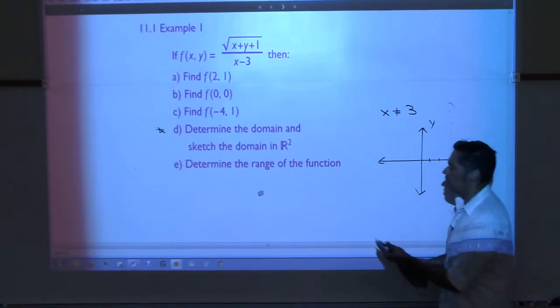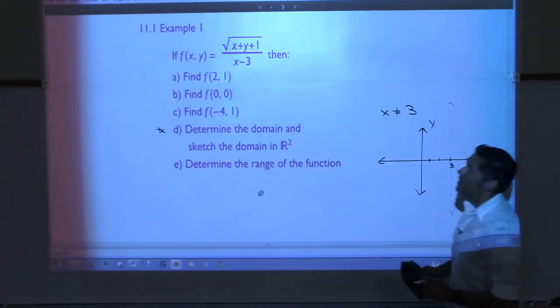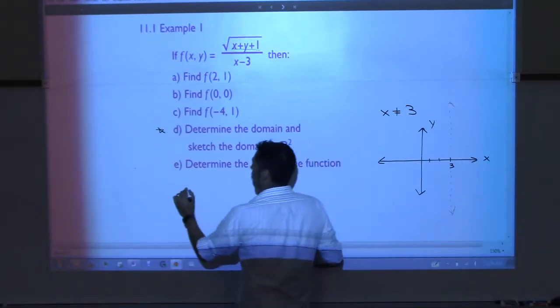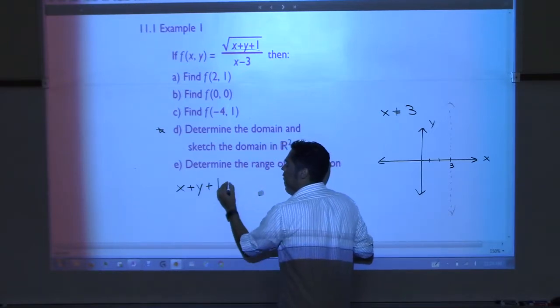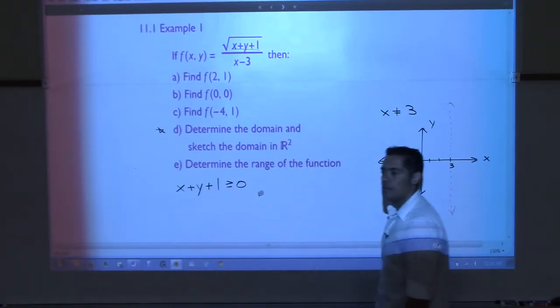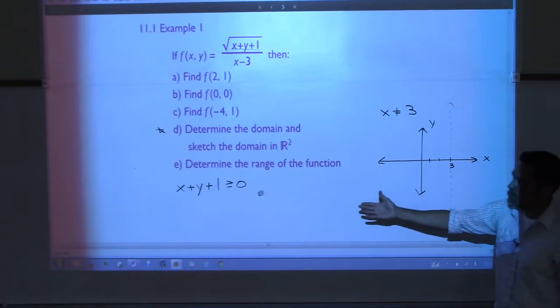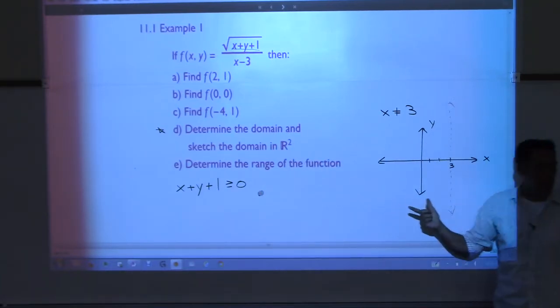But there's one other condition that we must hold, and that's this entire expression cannot be negative. I'm going to write that down. I also need that x plus y plus 1 to not be negative, which means it needs to be bigger than or equal to 0. I need the radicand, the thing under the radical, to maintain non-negative values. That is something I did in my Math 1324 class last week. This is called a linear inequality.